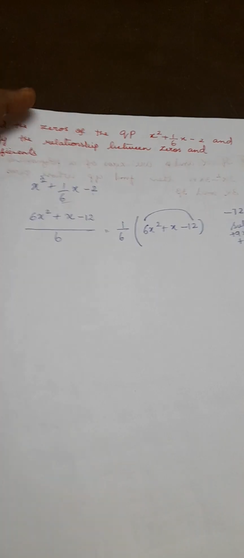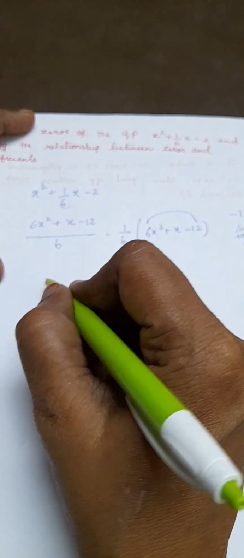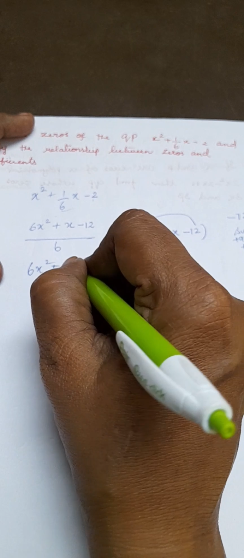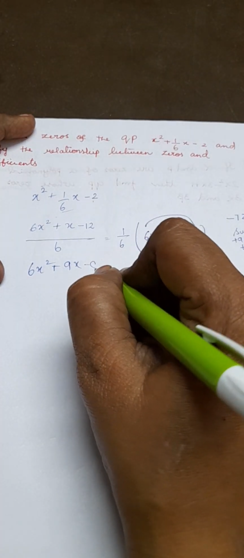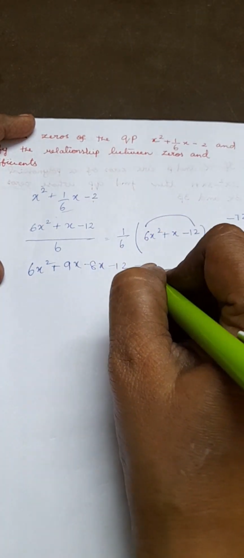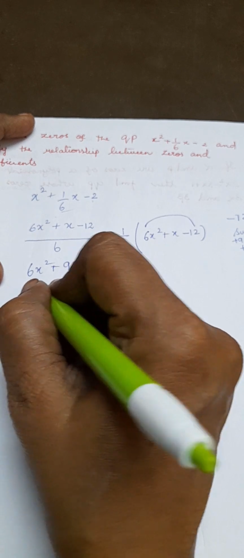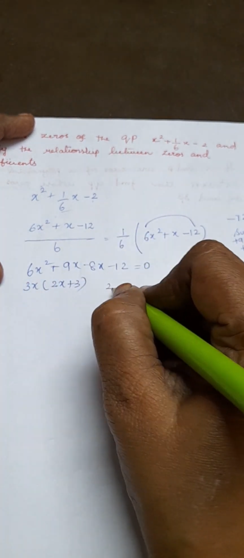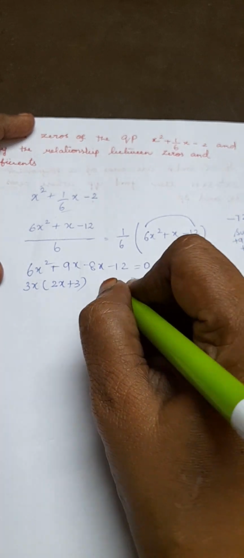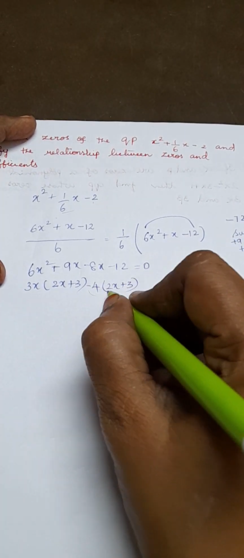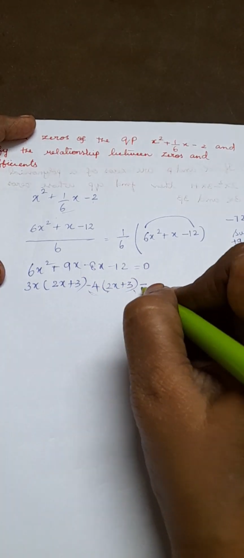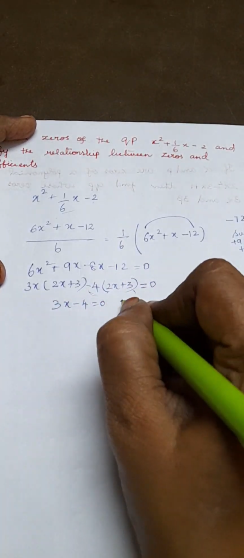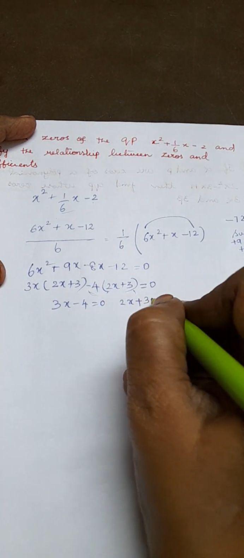So shall we apply it here? So what will I get? 6x square plus 9x minus 8x minus 12 equal to 0, right? Take 3x out, you will get 2x plus 3, right? Same 2x plus 3 if you take out, minus 4 will come. Multiply: minus 4 2s are 8x, minus 4 3s are 12. So 3x minus 4 equal to 0, 2x plus 3 equal to 0.